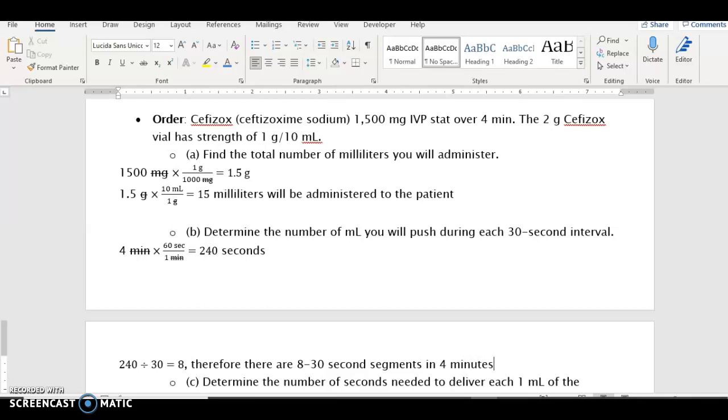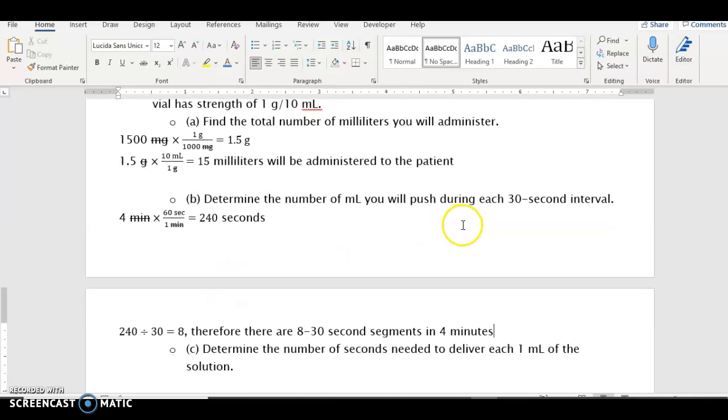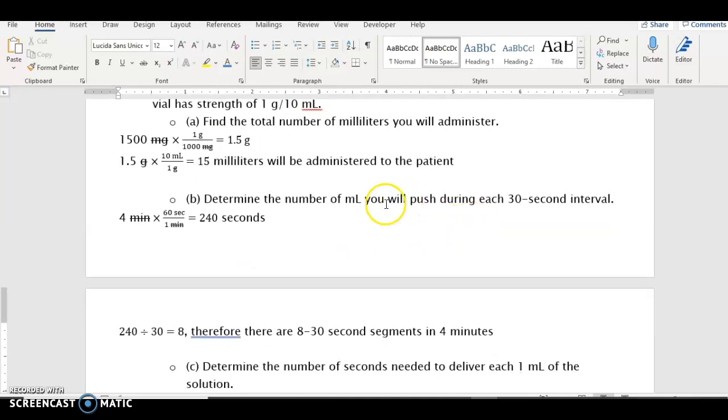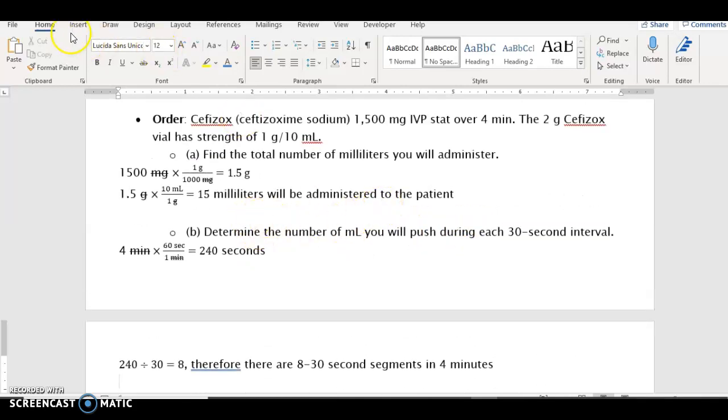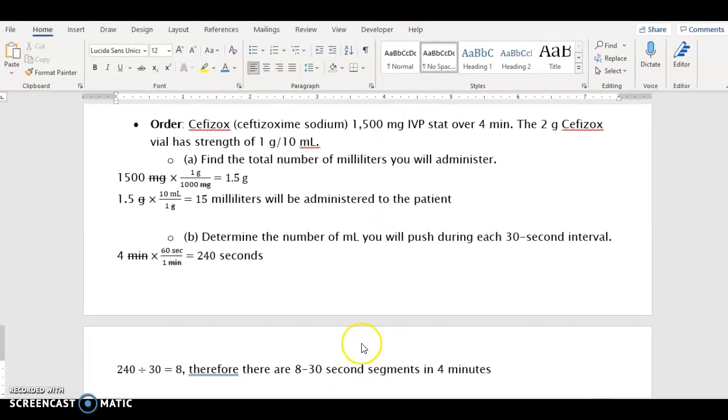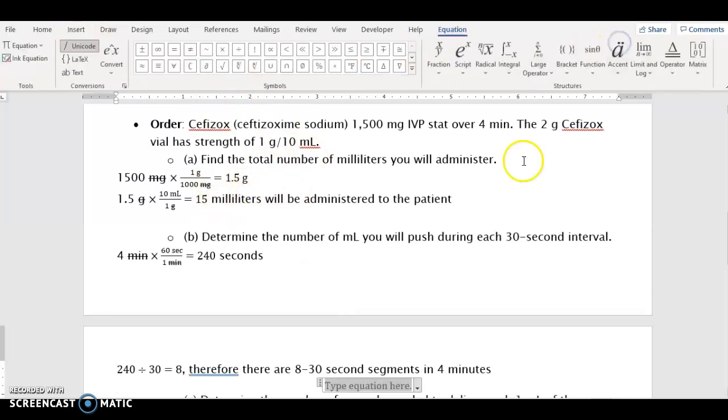So what that means is that we're going to take the flow rate, which is 15 milliliters in 4 minutes. In other words, the flow rate of the IV push is 15 milliliters over 4 minutes. So 15 over 4.